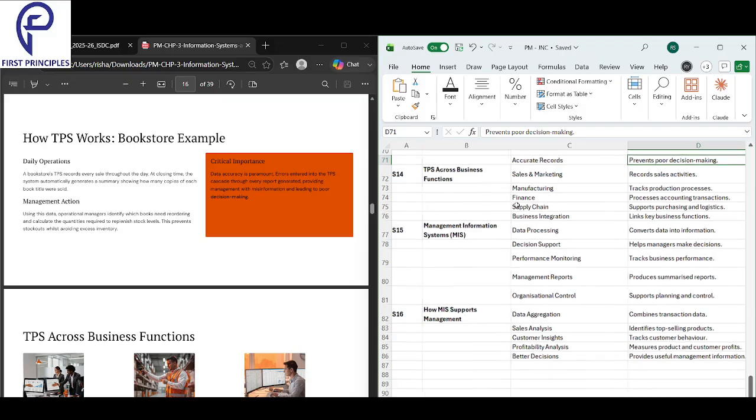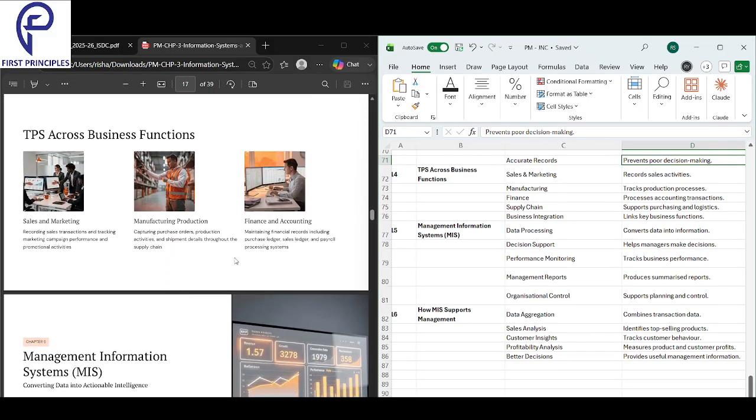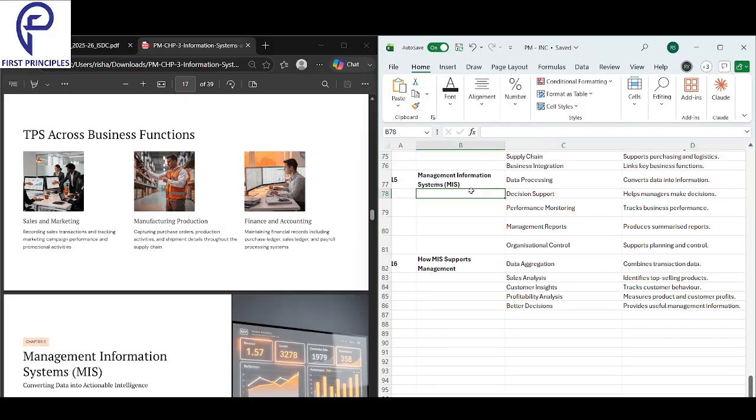Sales and marketing across business functions. So across business functions, it's very useful. Sales and marketing, it records the sales activity. Manufacturers will also record the processes, at which stage they are in. Finance will also record day-to-day transactions. Supply chain will record that goods have left here and will be delivered there, it's en route, right? That is business integration, it links key business functions. So TPS is across almost every business function, every business function has a day-to-day transaction recording system.